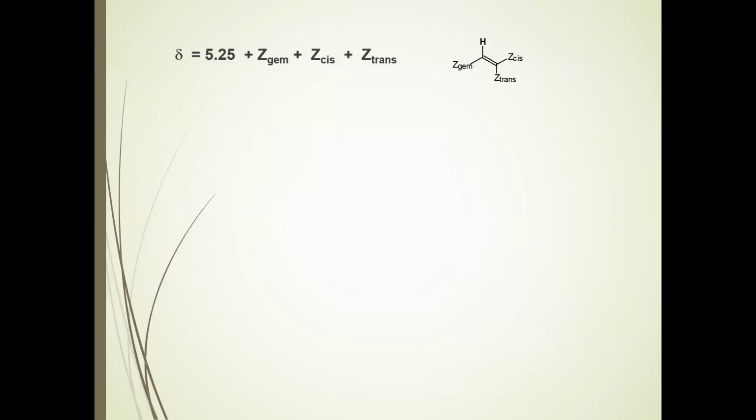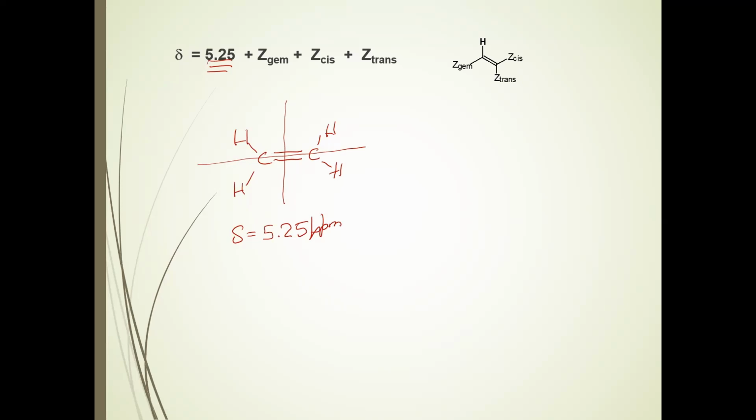For chemical shift, we have this equation, 5.25, plus the effects of the geminal, the cis, and the trans substituents. So if we look at the simplest alkene, which would just be ethylene, we've got 4 hydrogens, we have symmetry across here, the top and the bottom are the same, we have symmetry here, left and right are the same, all 4 hydrogens are equivalent, and the chemical shift for those hydrogens is 5.25 ppm, which explains where this term comes from.